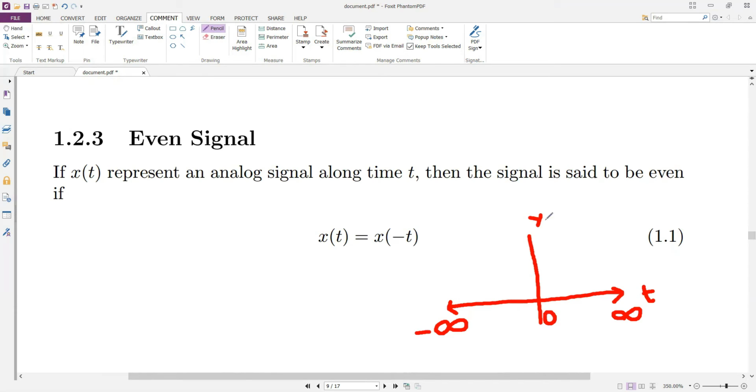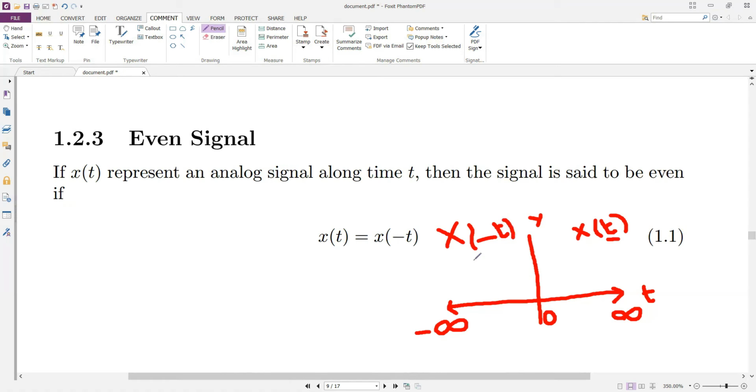Now, if we want to look at the value of the signal in the positive time interval, the function is commonly referred to as x of t. So it shows that we are considering the values of the signal at positive time. And if we want to consider the values of the signal at negative values of time, then it is commonly referred to as x of minus t.